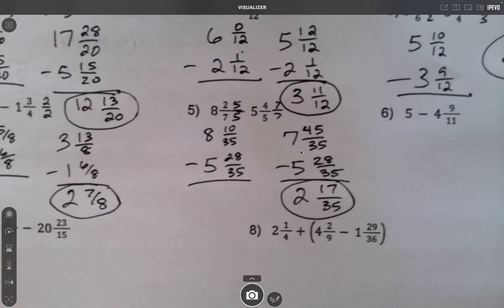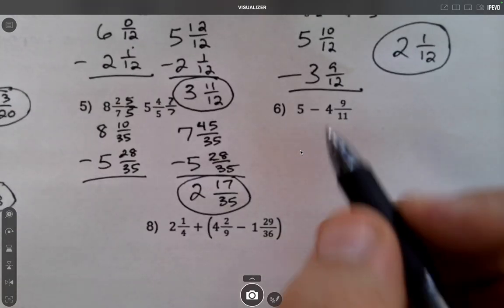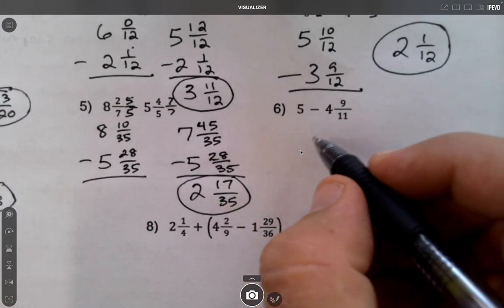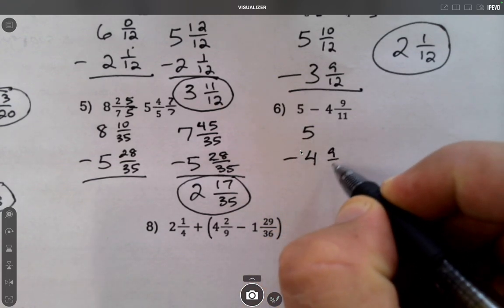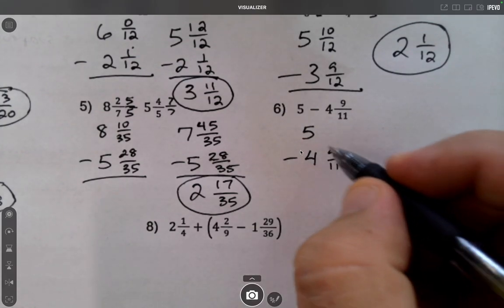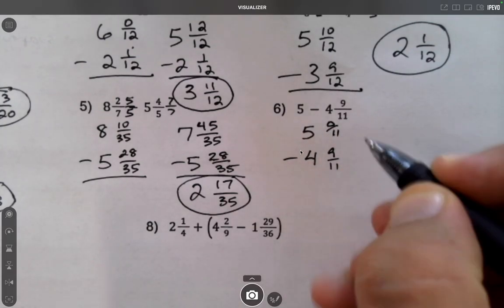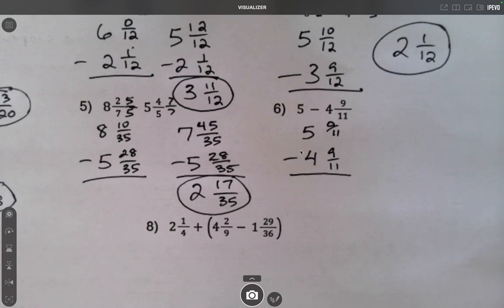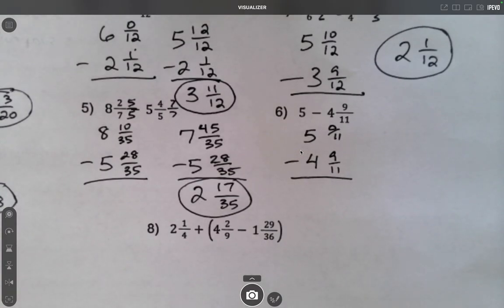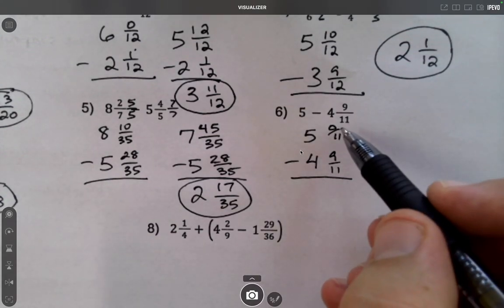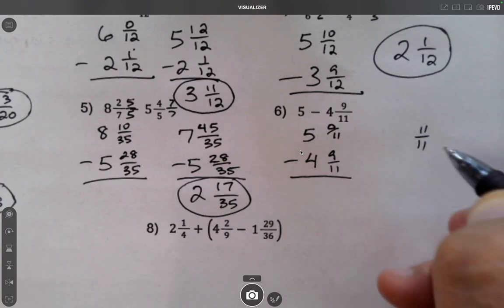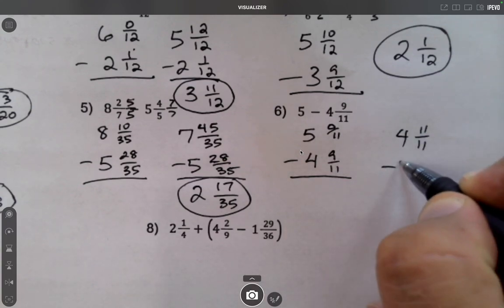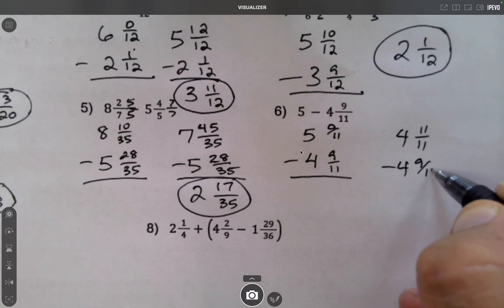Okay, number 6 is similar to number 2 in that we have just a whole number, not a mixed number. So we have a 5, and we're subtracting from it 4 and 9/11ths. So 5, we'll say, has 0/11ths. And in a shocking turn of events, or wait, same thing all over again, we've got to borrow, because we can't do 0 minus 9. So we do 11 plus 0 is 11. Borrow 1 from the 5. Then leave the second number the same.